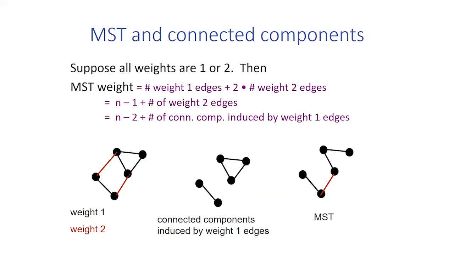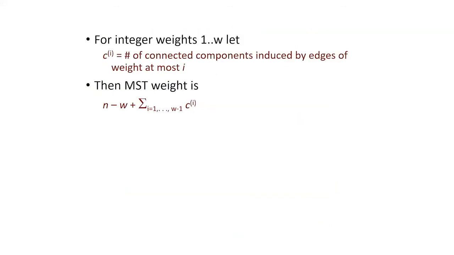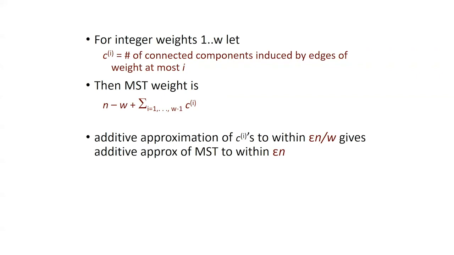So that's the relationship, and you can continue this relationship for weight 1, 2, 3, 4, up to W. And it turns out everything nicely cancels, and you get this really nice expression: the MST weight is N minus W plus the sum from I equals 1 to W minus 1 of the number of connected components induced by edges of weight at most I. So what the algorithm does is figure out each element of this sum. It spends W time figuring out each element. Then we know N, we know W, so it just adds that in, and that's the estimate.